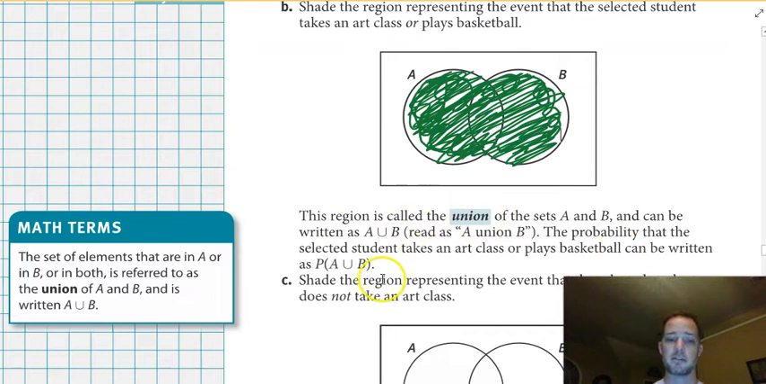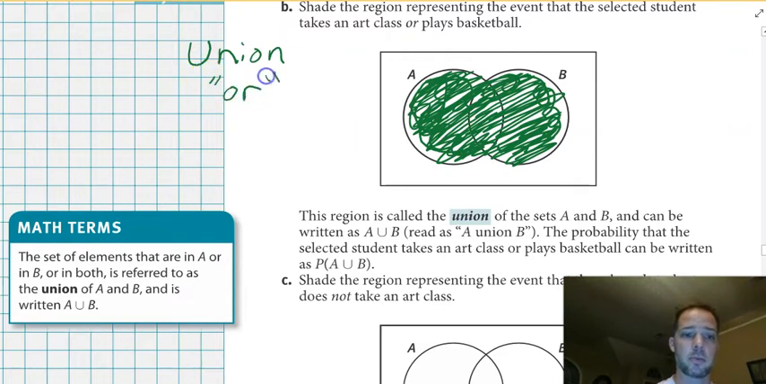The probability that a selected student takes an art class or plays basketball can be written as probability of A union B. And once again, that symbol looks like a U, which helps us think of a union. So union, we use that whenever we see the word or. And we know that the notation is just that U shape right there.